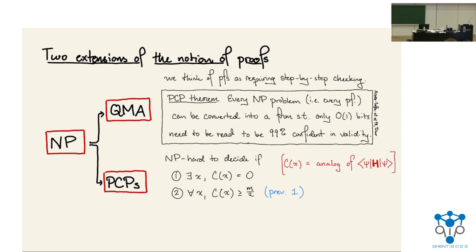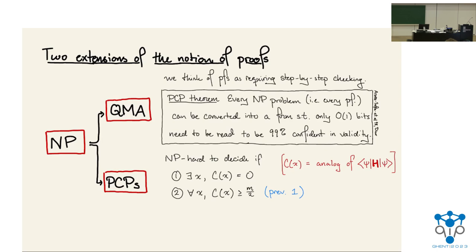So maybe it's worth saying how this second formulation follows from the boxed one, how are they equivalent? Well, let's just realize that you're in one of two worlds. You're either in world 1, where there exists an X such that every term is satisfied, or you live in a world where for all X, 50% of the checks are unsatisfied.